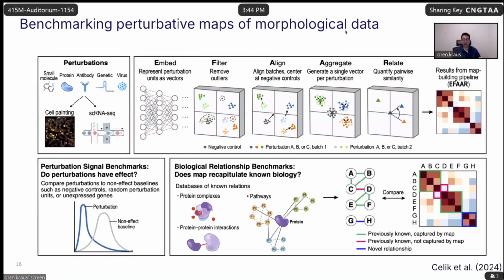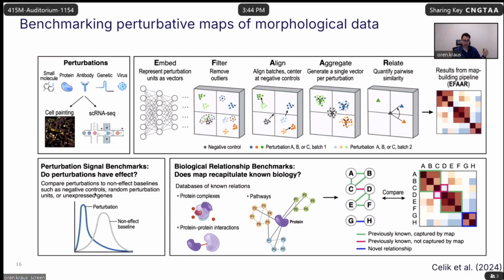To benchmark these, what we call maps, we developed a framework along with collaborators at Genentech. This can be applied to cell-painting images or even RNA-seq data. We start with the embeddings I was mentioning. First, we filter out any QC issues from those samples. Then we use batch alignment techniques to align all the experiments so we can get good representations. And finally, we aggregate those to the perturbation level. That's when we can start to relate perturbations to each other.